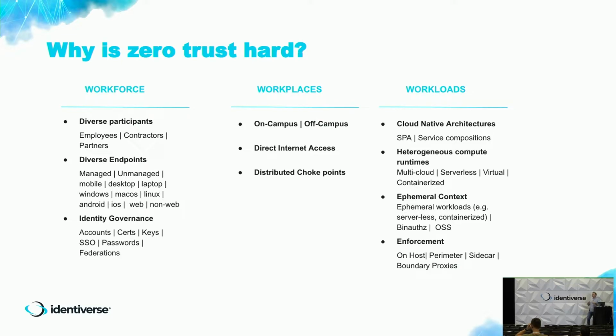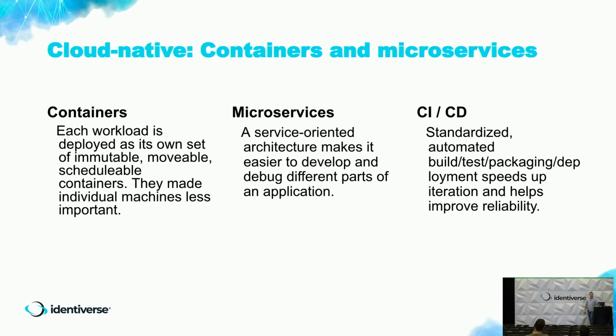Not really about users' access to the workloads, but how do we authenticate workloads running in our environments if they're heterogeneous, right? They're all over the place. So, the challenges include typically the cloud-native architectures that we have, heterogeneous compute runtimes, ephemeral context, and then also, of course, enforcement, right? How do we enforce that the code that we're running is actually the code that we've built on our systems in a good environment?